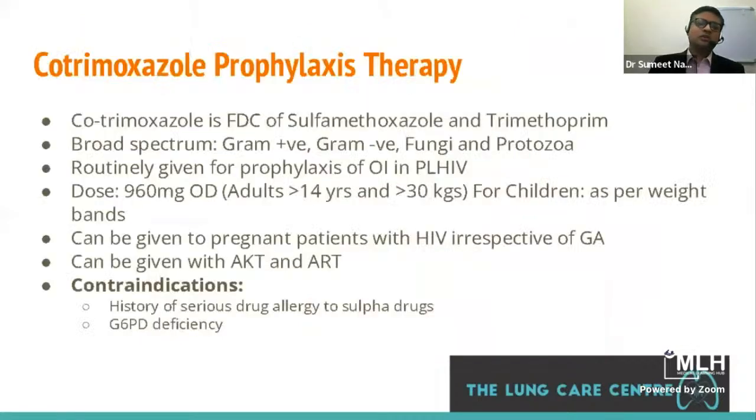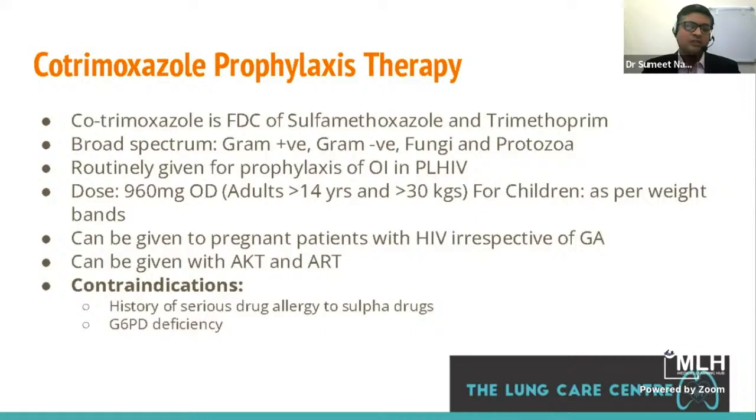So, prophylaxis therapy is also very important. Prophylaxis is almost a broad spectrum antibiotic. It is given to prevent various infections, majorly focusing on pneumocystis, toxoplasmosis, and pneumonia. The dose is 960 mg once a day in adults. And in children, it is given as per weight bands. It can be given to pregnant patients as well, irrespective of gestational age. This is the recent change in the guidelines.